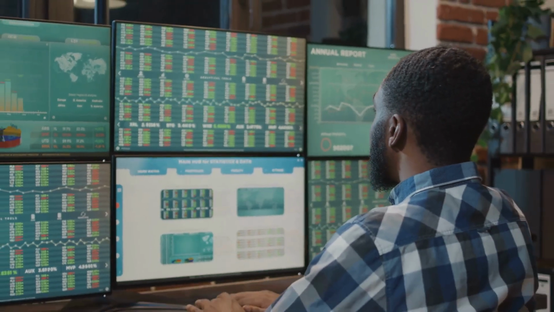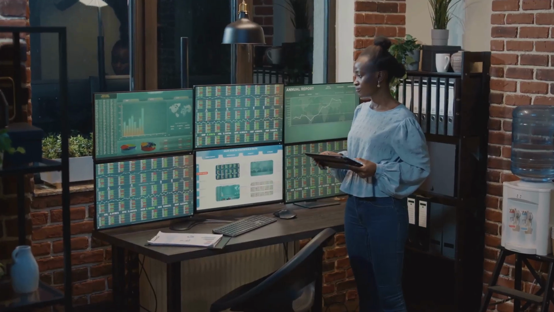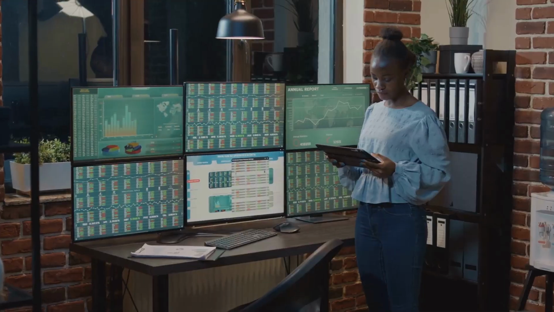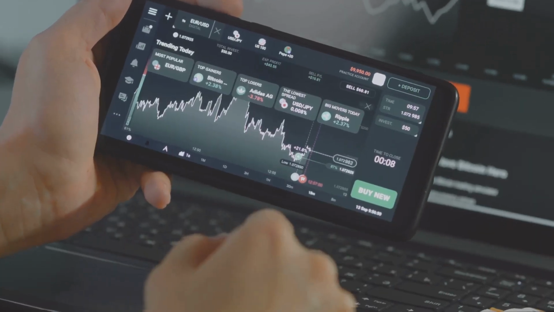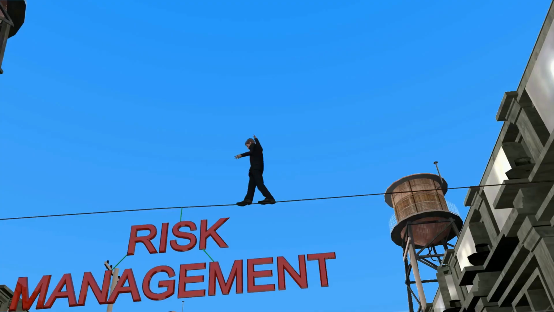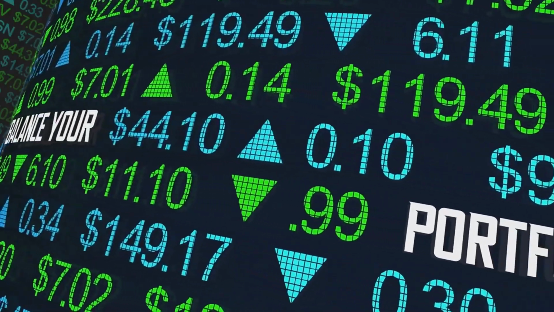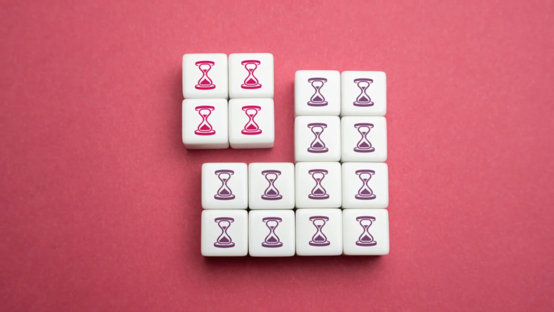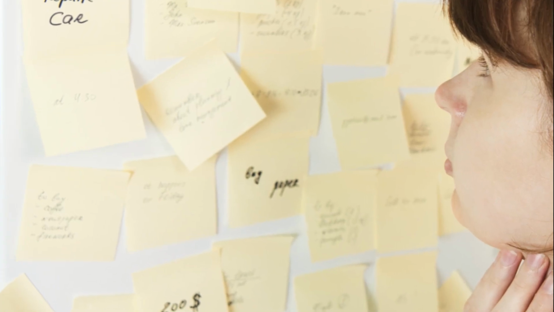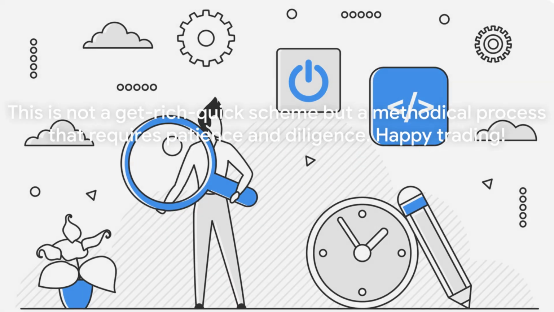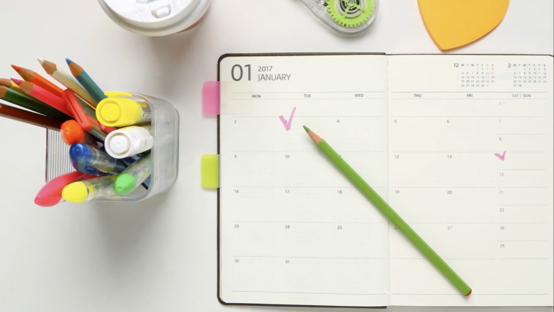Here are a few tips to make your tactical arbitrage journey more successful. First, always research thoroughly before buying any product. Use available tools and services to analyze market trends and price fluctuations. Second, diversify your product range. This can help mitigate the risks associated with price changes. Lastly, consider the time and effort you'll need to invest. Make sure it aligns with your lifestyle and other commitments. And that's how you can start profiting from tactical arbitrage. Remember, this is not a get-rich-quick scheme, but a methodical process that requires patience and diligence. Happy trading!